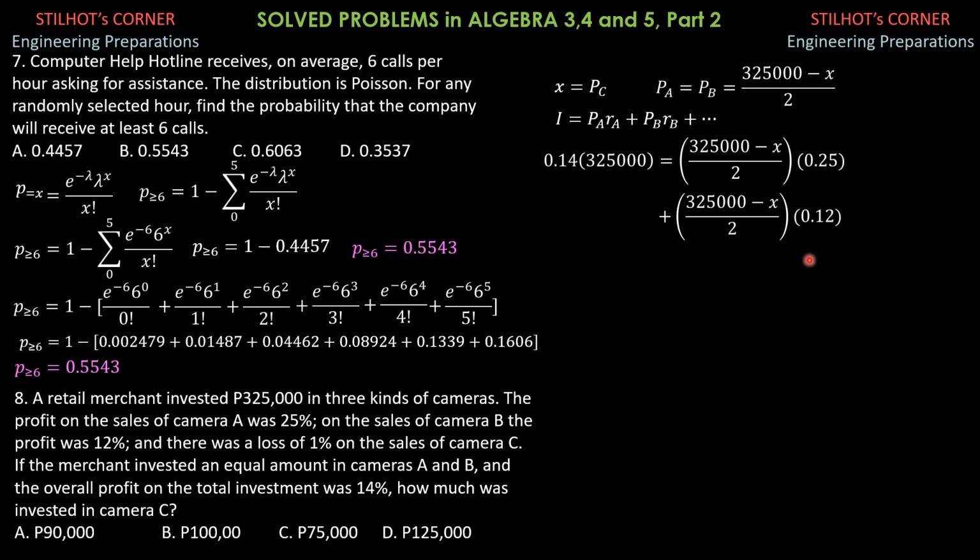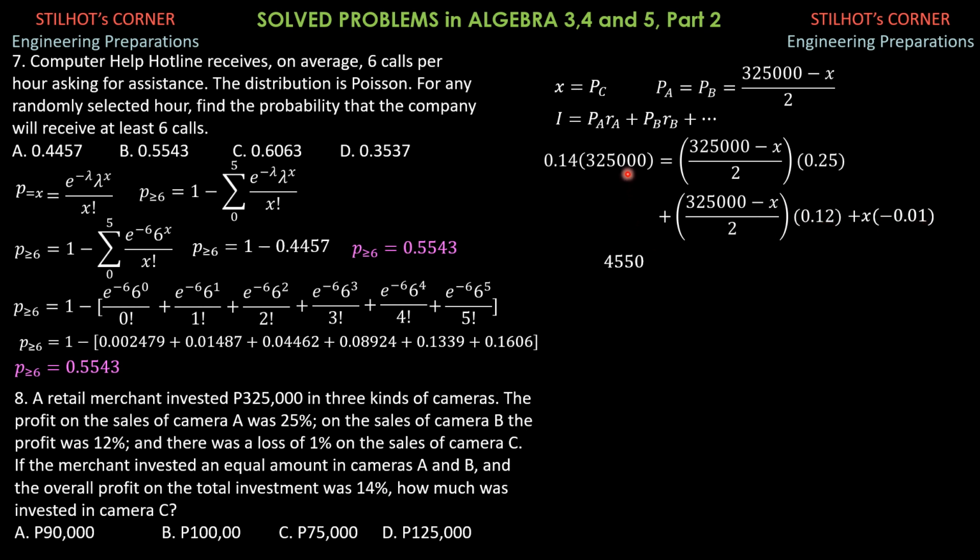Then for camera C, so plus X times negative 0.01. So calculating, because this is calculator aided, 325, that's 45,500. Then the right side, 325,000 times 0.25 over 2 plus 325,000 times 0.12 over 2, and for X, negative 0.25 X over 2, negative 0.12 X over 2, negative 0.01.